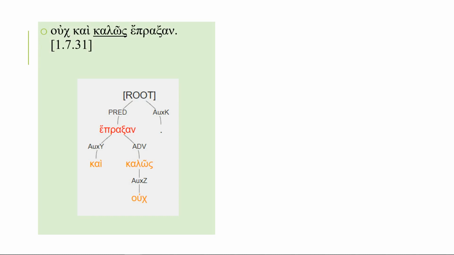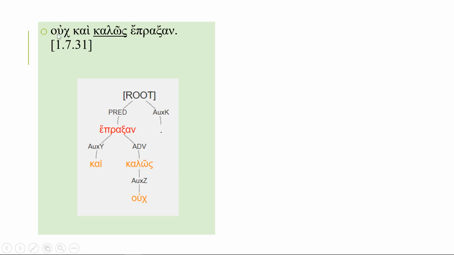So here's a very basic sentence. Ou kai kalos epraxen. Now you can look at the sentence and you find your verb, epraxen. Okay, they did. So we hang that as the predicate. Then we have ou kai kalos. What do we do with all that? Well, kalos as an adjective means good. So kalos as an adverb means well. So they acted well. And that is an adverb. It's describing how the action is going on.